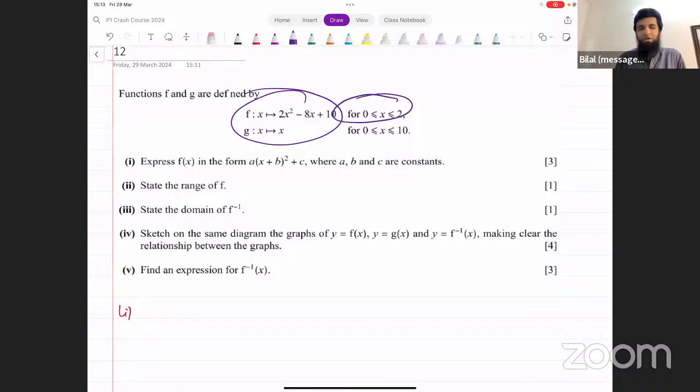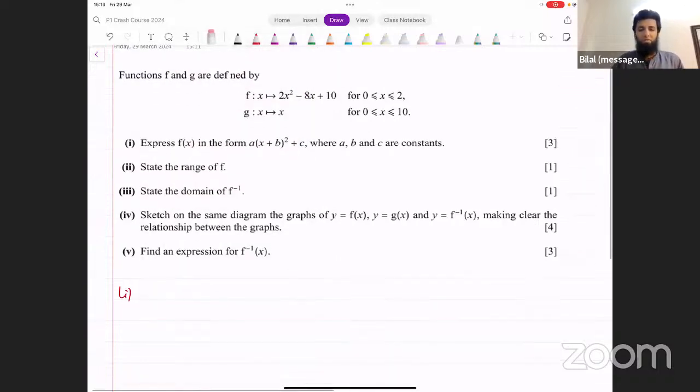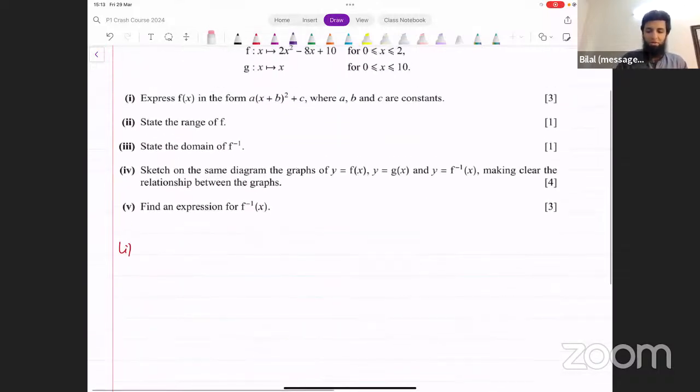The domain of the first function is from 0 to 2. The domain of the second function is from 0 to 10. We need to first express f of x in this completed square form, where a, b, and c are constants. So in the first part, we just have to use the completing the square method. We did 2 methods for that. You can do whichever of them you prefer. f of x equals 2x squared minus 8x plus 10.